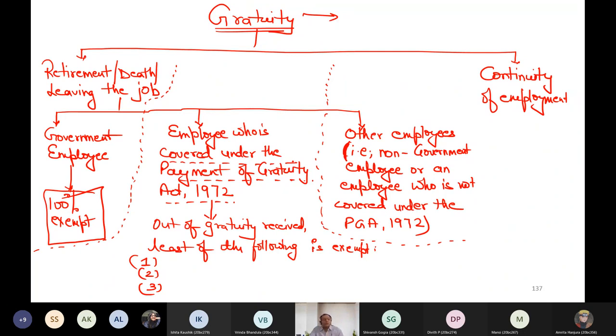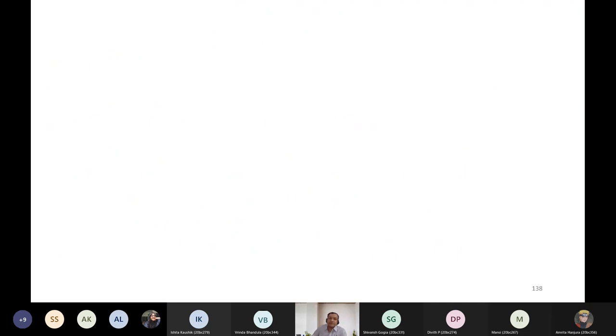In rough, you have to compute 3 points, which I will tell you now, and whichever is least out of these 1, 2, and 3, that will be exempt, remaining will be taxable. So what are these 3 points? This I am discussing now. So I am continuing that case where my first point is what? 15 days salary. Now everything is in the working note.